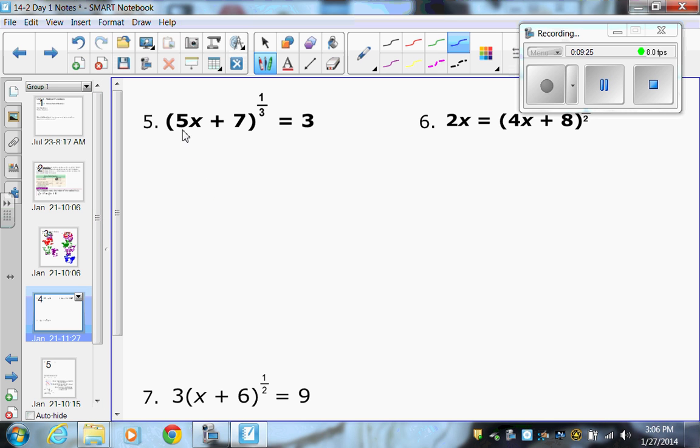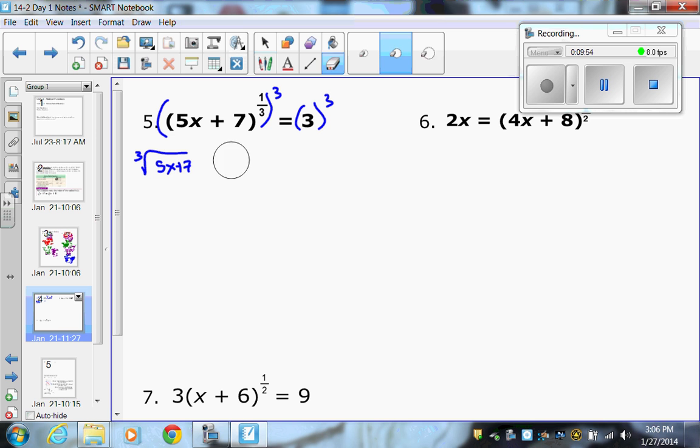Example 5, you have 5x plus 7 raised to the 1/3 equals 3. Well, how can I get rid of the exponent of 1/3? Remember that raising something to the 1/3 is the same thing as taking the cubic root of it. So think about what you would do if the problem was written like this. How would you get rid of that? You would have to raise the whole thing to the third power. What you do to one side, you have to do to the other.